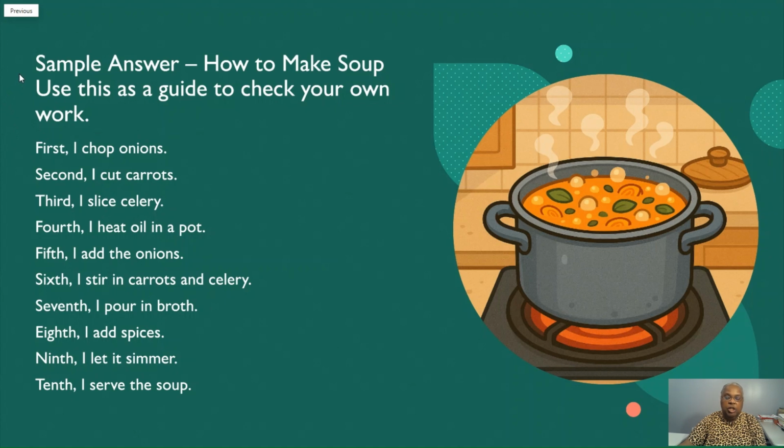Use this as a guide to check your own work. Follow along as I read the paragraph about how to make soup. Ready? Let us begin. First, I chop onions. Second, I cut carrots. Third, I slice celery. Fourth, I heat oil in a pot. Fifth, I add the onions. Sixth, I stir in carrots and celery. Seventh, I pour in broth. Eighth, I add spices. Ninth, I let it simmer. 10th, I serve the soup.